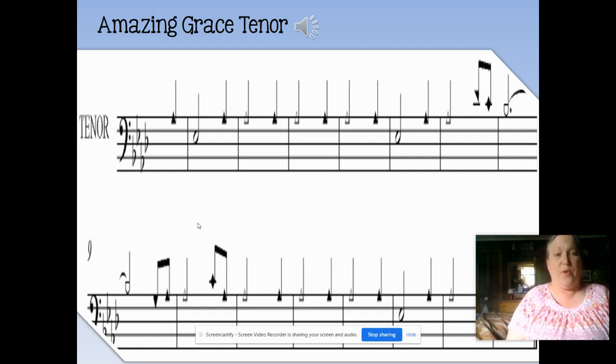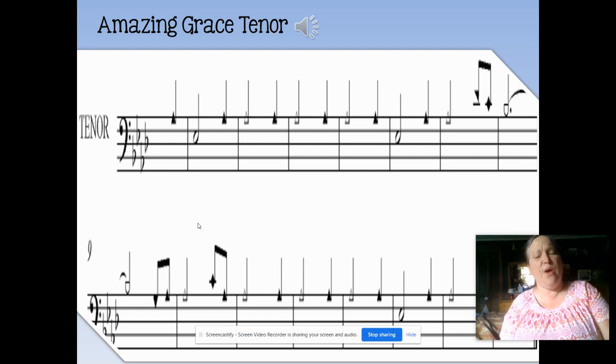All right, this is called the tenor part. We're going to go ahead and take it in the key of A flat. We're going to take it up an octave. Okay. All right. 1, 2, 3, 1, 2. Do, sol, do, do, do, do, do, do, do, sol, do, do, fa, mi, re, ti, do, do. Oops, I messed that up. So, ti, do, do, mi, do, do, do, do, do, do, do, sol, do, do, ti, sol.